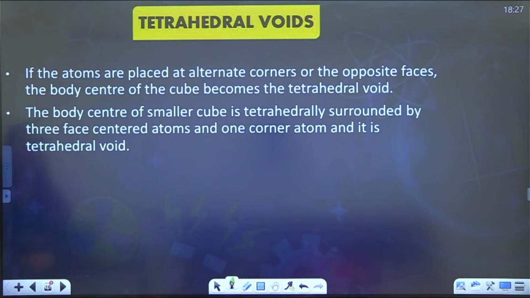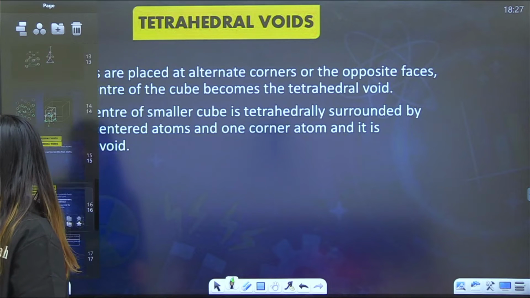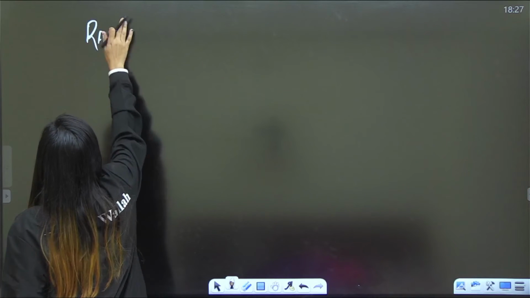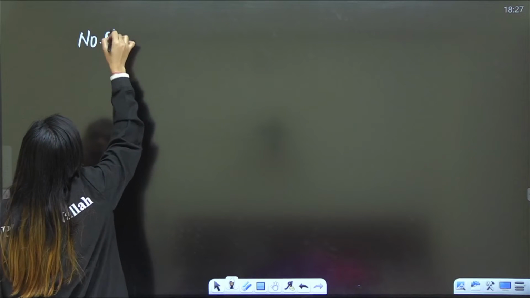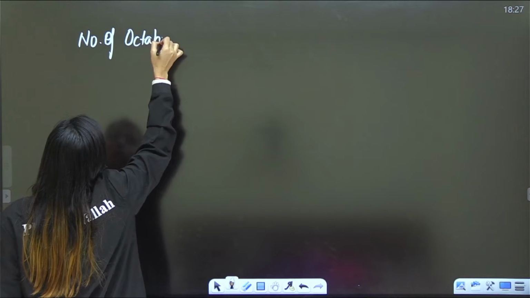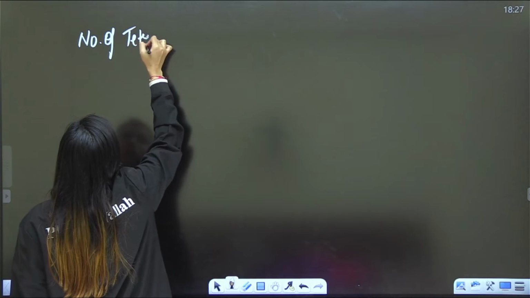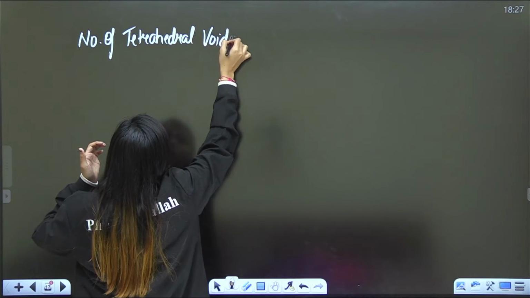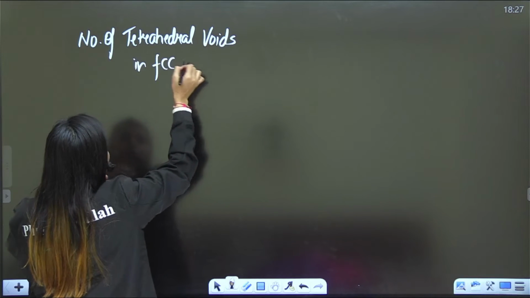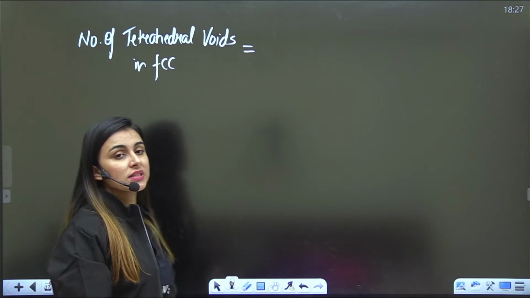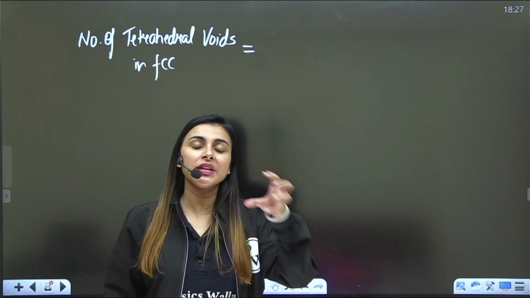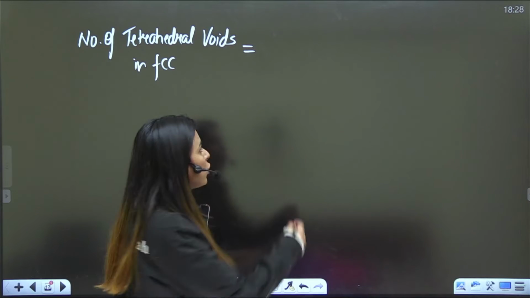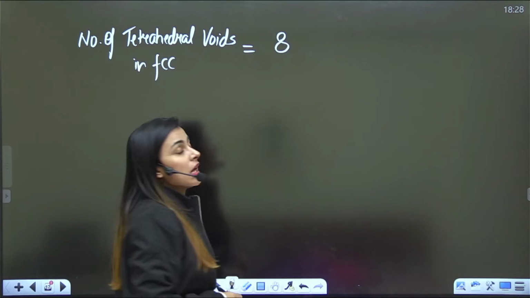Okay. I hope you've written it. Perfect, my dear students. Now we'll be writing the number of tetrahedral voids in FCC. So now we'll be talking about the number of tetrahedral voids in FCC. You have 8 mini cubes, and in every mini cube's center you have one tetrahedral void. So total 8 tetrahedral voids are present, right?